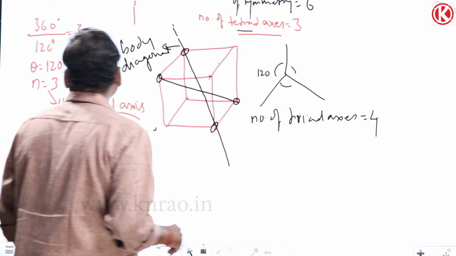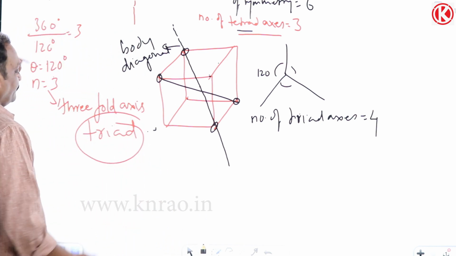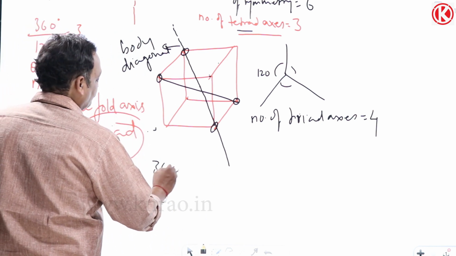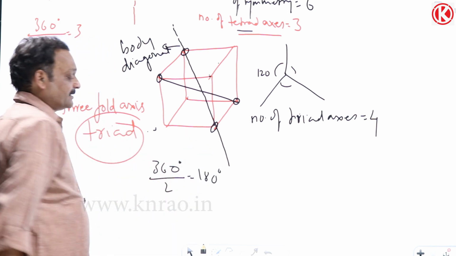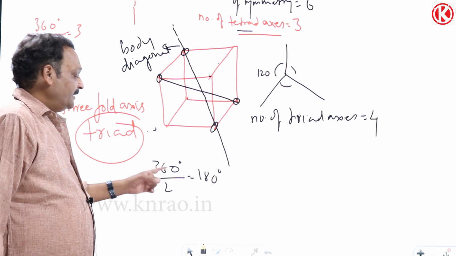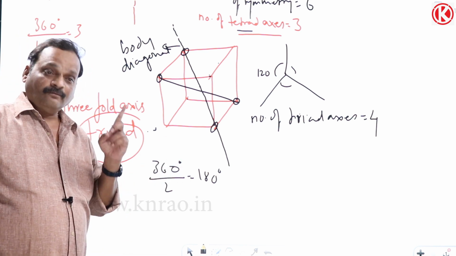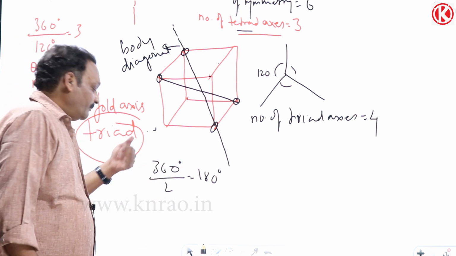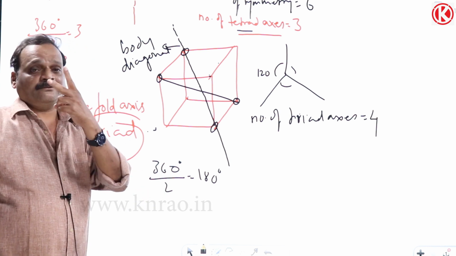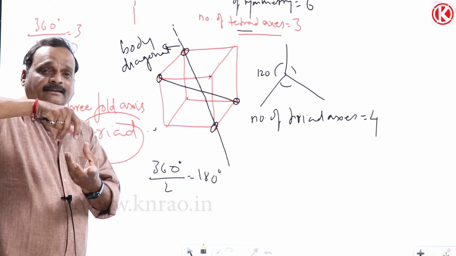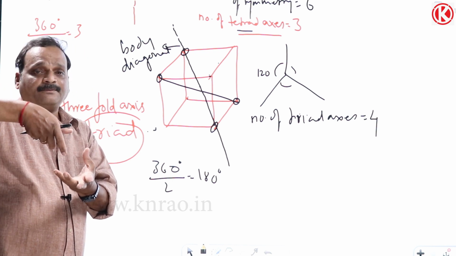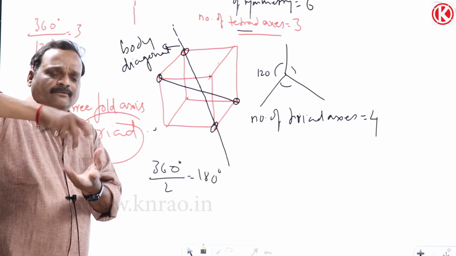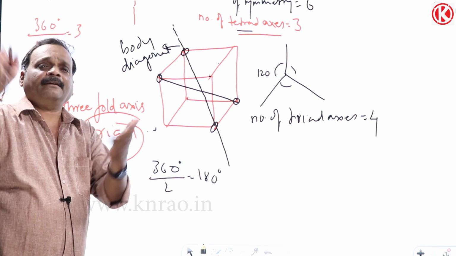Next one, 360 degrees by 2. If you do, you will get 180 degrees. What does that mean? Each time you have to rotate the cube through 180 degrees. Like that, how many times can you rotate to complete one revolution? 2 times. Means 2 times you can rotate the cube through 180 degrees each time. The cube appears same as before. Like that, you can do only 2 times. 360 completed, one revolution is over.